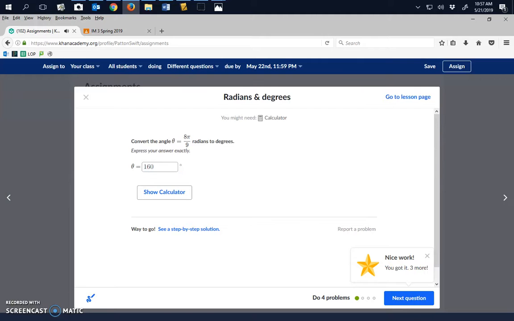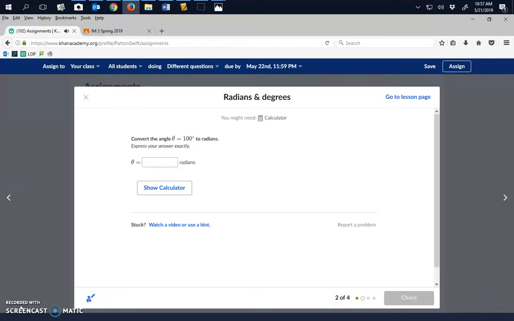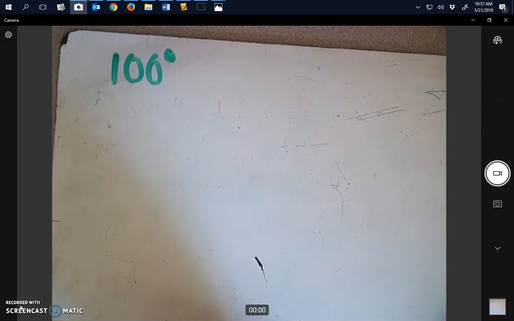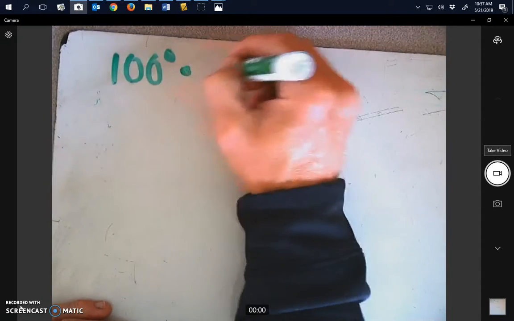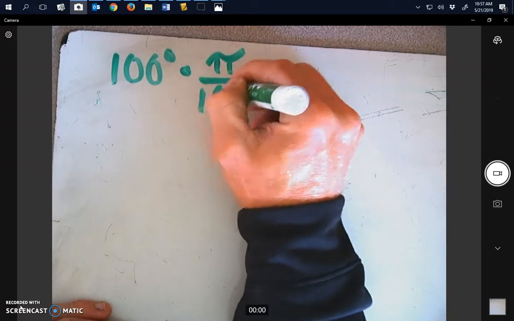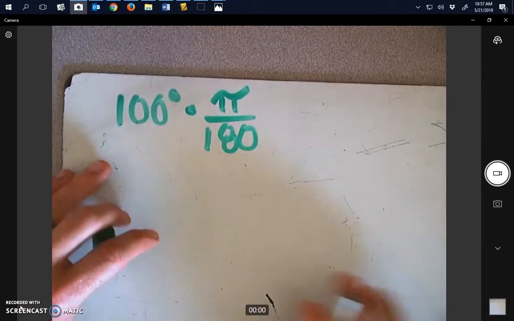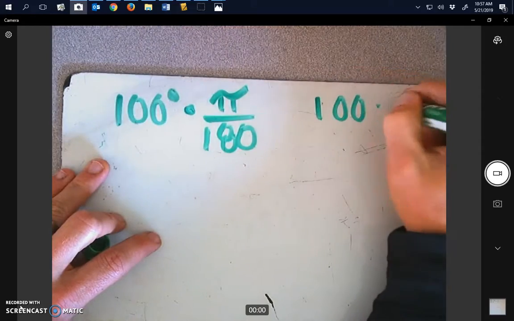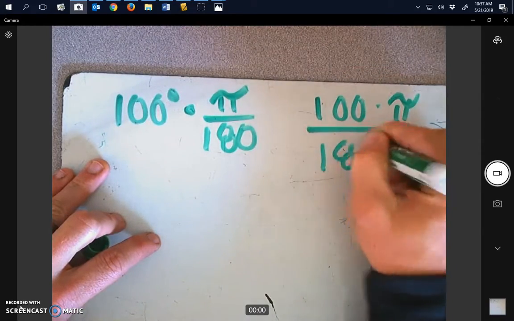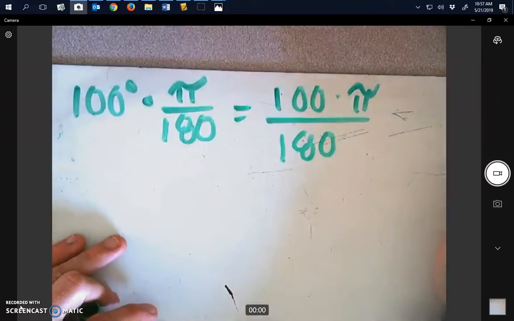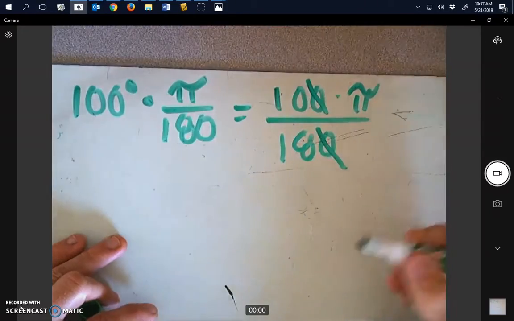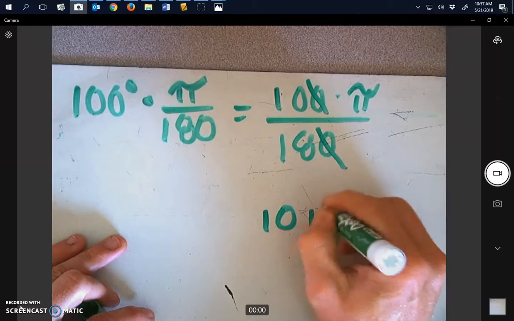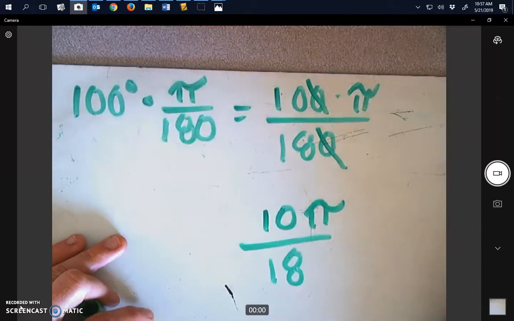Okay, next question. All right, so we're going from degrees to radians. We have 100 degrees, and we want to know the radians. So this time we want to have a pi in our answer. So we're going to be multiplying by pi over 180. Well, the first thing I want to do is 100 times pi over 180. Well, we can cross these zeros off. So we get 10 over 18 pi, or 10 pi over 18.